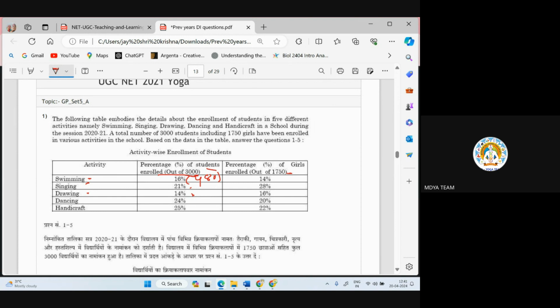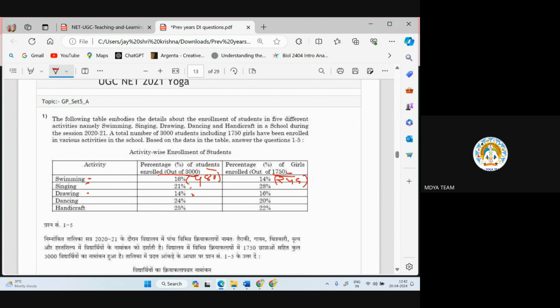Okay. Now, how to calculate the number of girls? Out of these 1750 girls, 14% are enrolled in swimming. So what is the number of girls especially? 14% of 1750. That is 245. So out of this 480, 245 were girls.